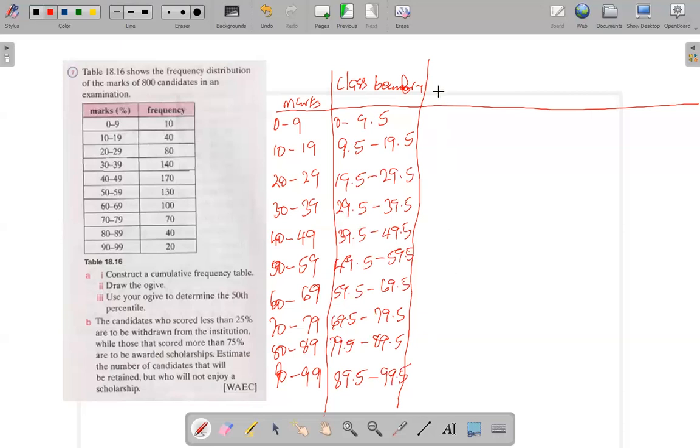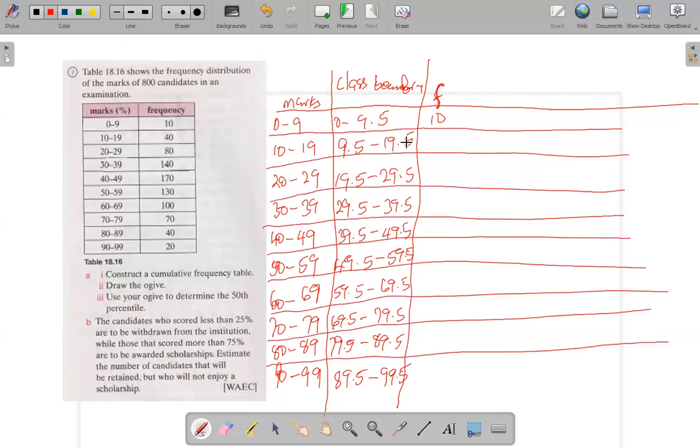Now we can put in the frequency, F. The first one is 10. I'll use a line to separate these to avoid confusion. The next one is 40. The next one is 80. The next one is 140, 170, 130, 100, 70, 40, and 20. And finally, we need the cumulative frequency.